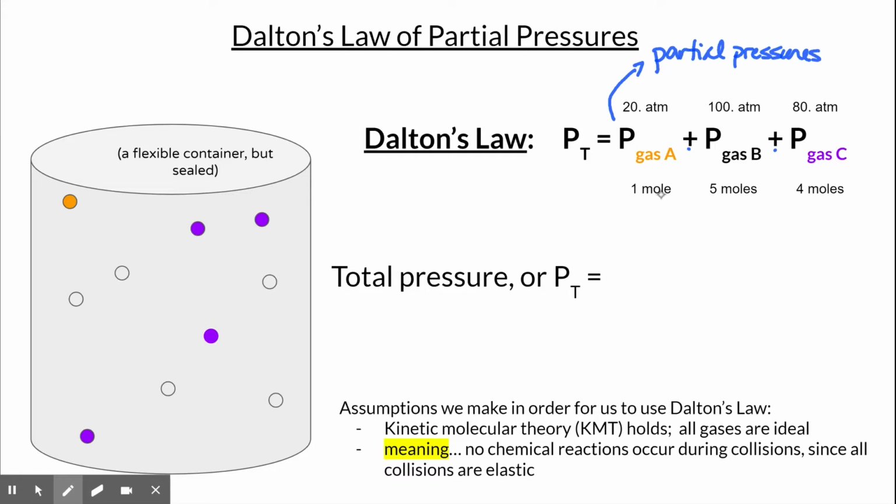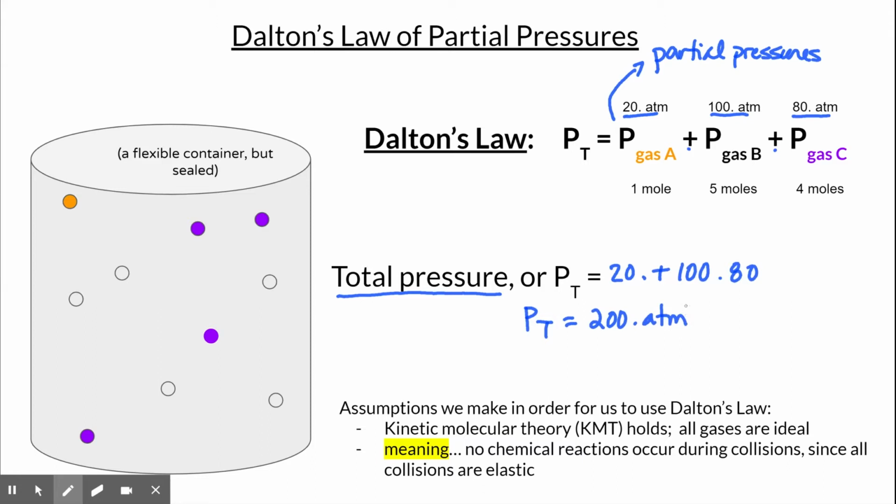If each of these circles stands for 20 atm, this means that we have 100 atm of gas B and 80 atm of gas C. So each of these pressures would be the partial pressures of that particular gas. So to figure out the total pressure of the entire gas mixture, you would add up the partial pressures. So it would be 20 plus 100 plus 80 to give you a total pressure of 200 atm.